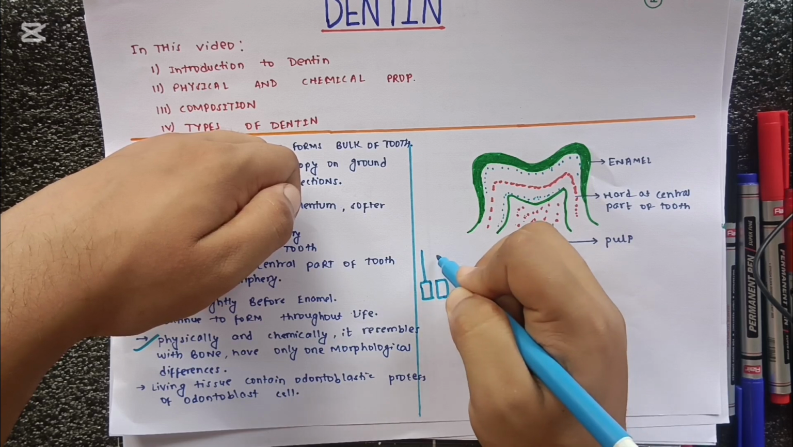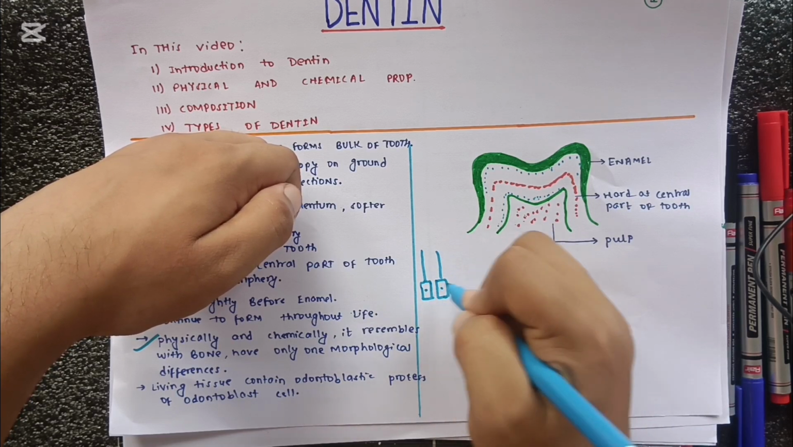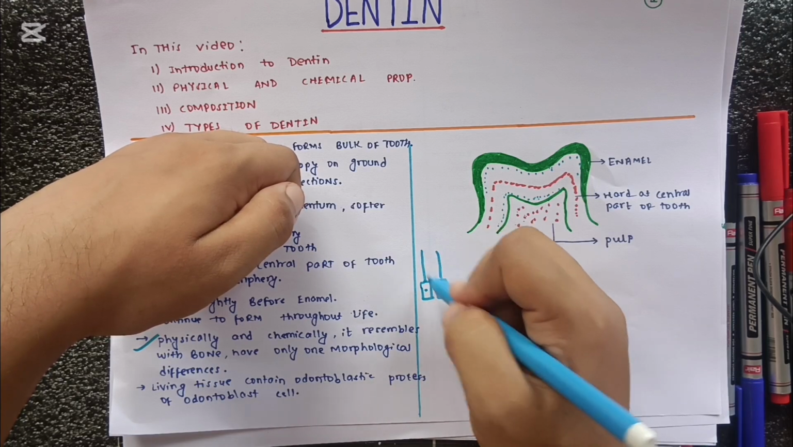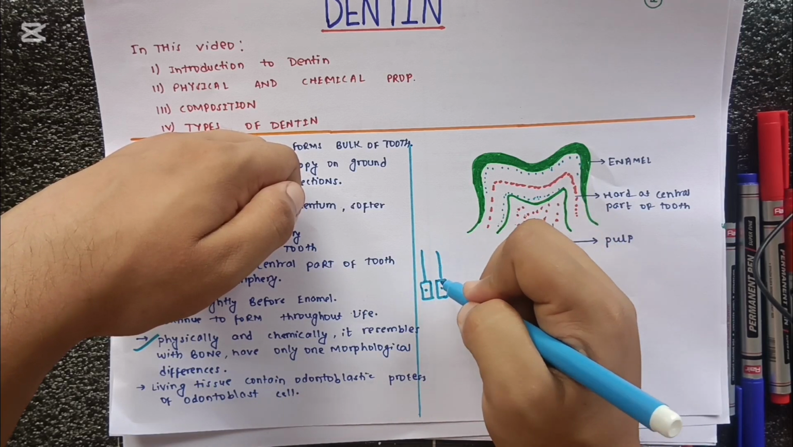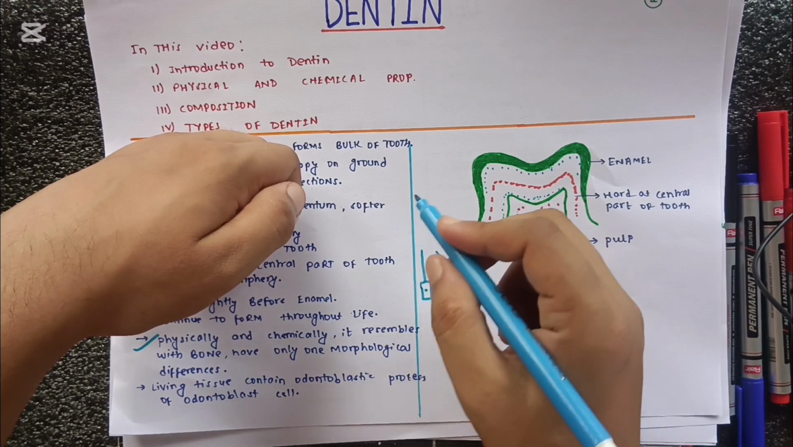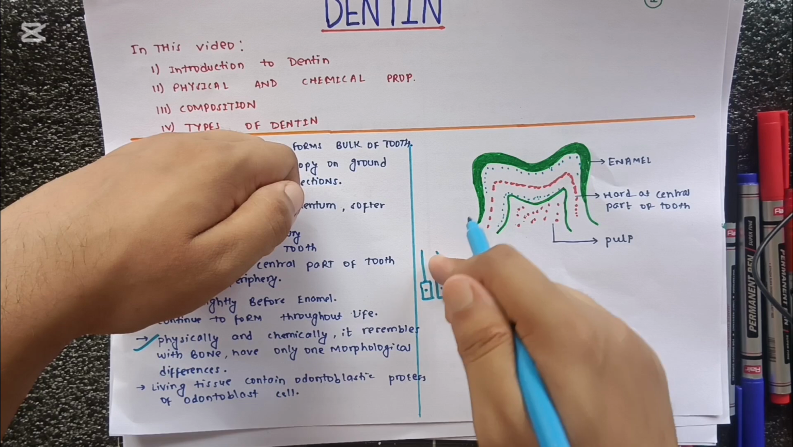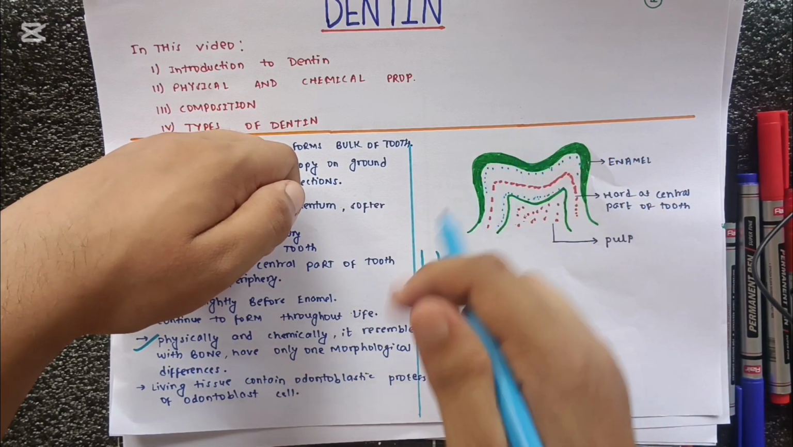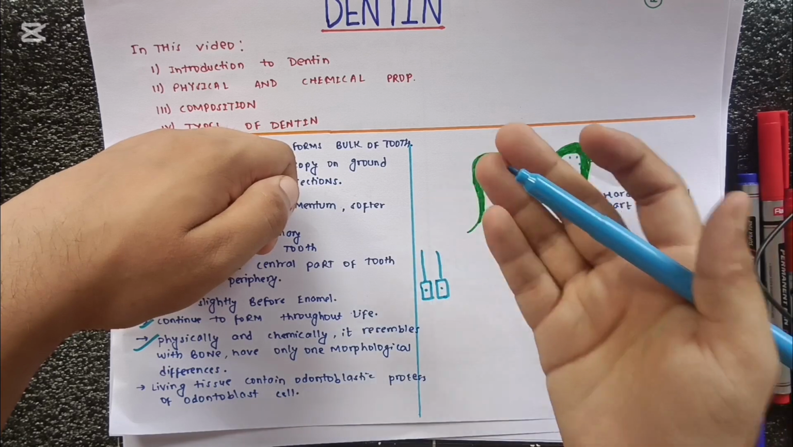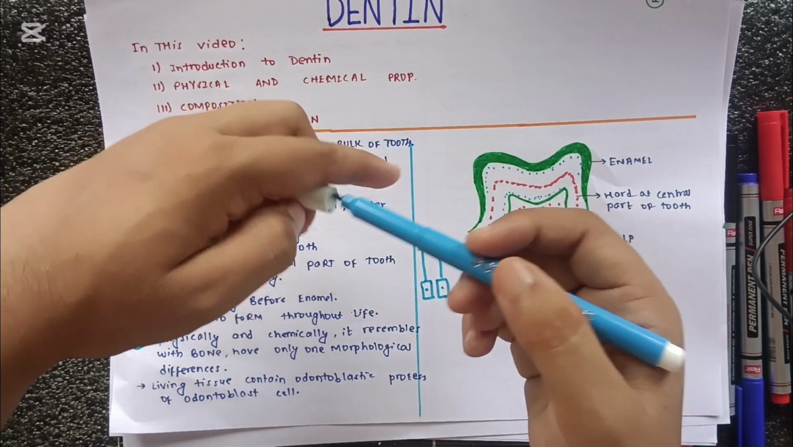Okay, so this is the odontoblast, and it gives off odontoblastic processes. The odontoblast is present in the pulp and gives the odontoblastic processes that are present in the dentin. These processes run in the dentinal tubules present in the dentin. But in bone there are no such processes. So morphologically, in that sense, bone is different from dentin.